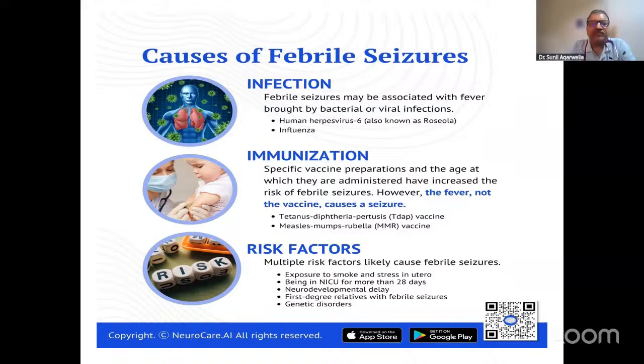Risk factors: multiple risk factors likely cause febrile seizures. Exposure to smoke, stress in utero, being in the NICU for more than 28 days, neurodevelopmental delay, first degree relatives with febrile seizure, and family history and genetic disorder. All those things can lead to seizure.